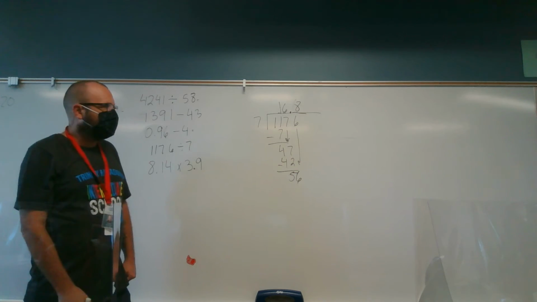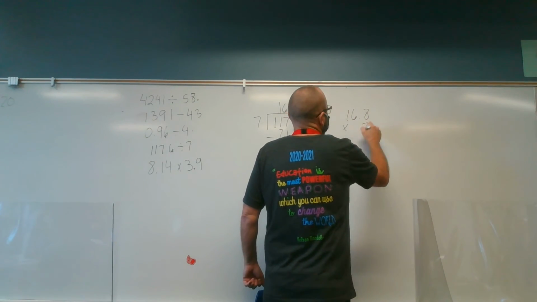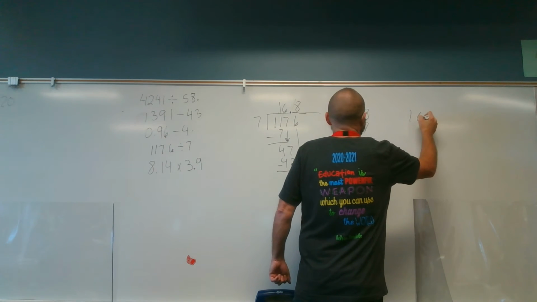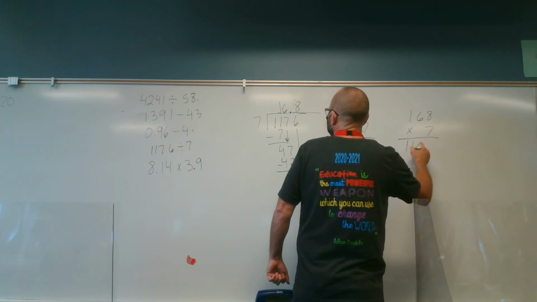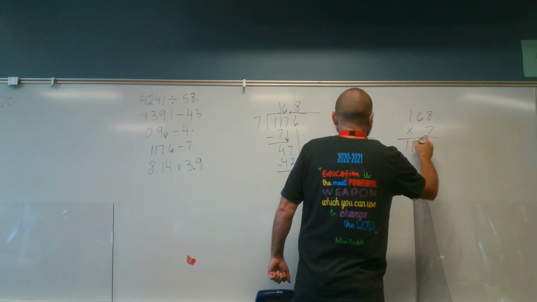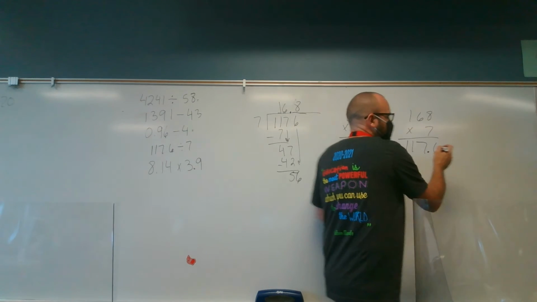If I wanted to check it, I do 16 and 8/10 times 7, or 168 times 7. I would get 1176. 1 number behind the decimal, 1 number behind the decimal.